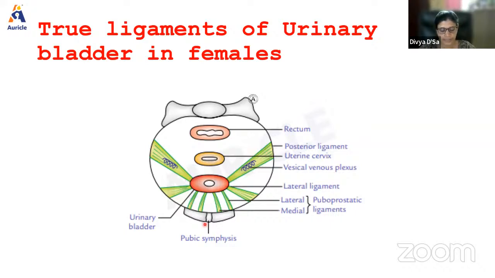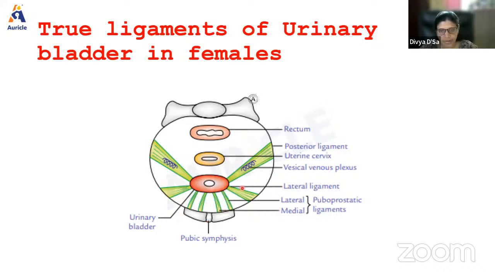Basically, in the true ligaments, in both males and females, we have the median umbilical ligament, which will extend from the apex of the bladder to the umbilicus. Basically, it is the remnant of the urachus. And for puboprostatic, that is a pair of lateral and a pair of medial, we see it in the males. In the females, what we see is the pubovesical ligaments.